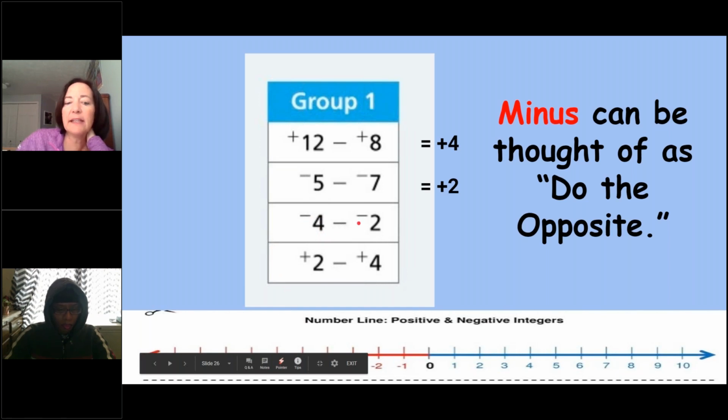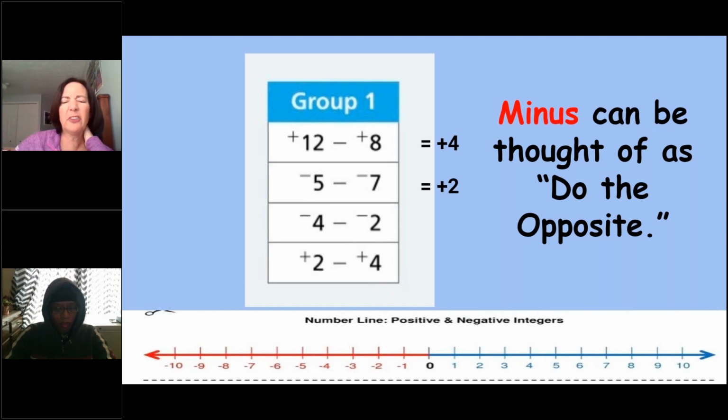-4 minus a -2. So we're starting here at -4. We're going to do the opposite of going -2. So now that means we're going to go 2 jumps to the right, is what you told me. So where do I end up? It's still a -2. Nice.